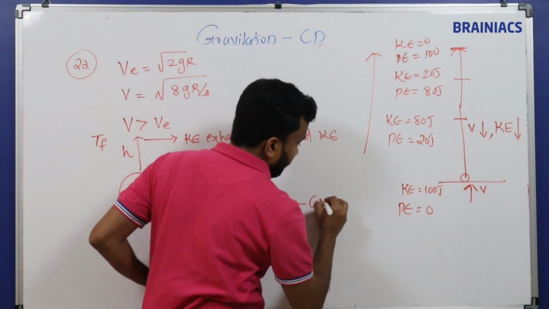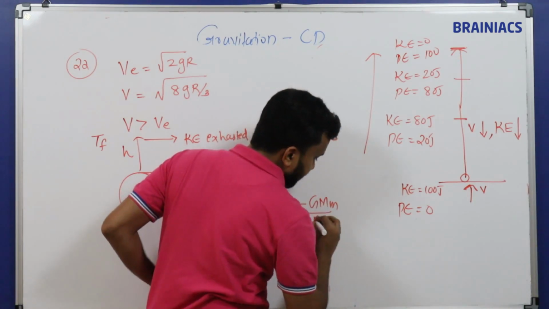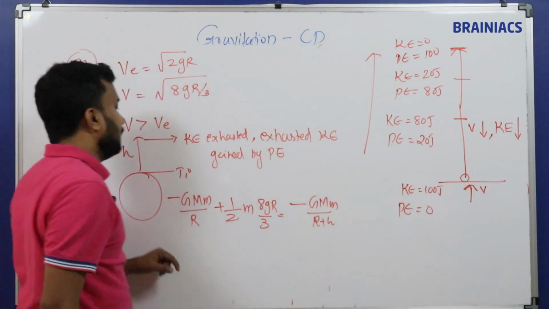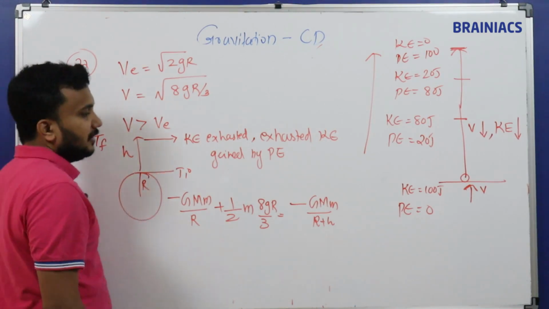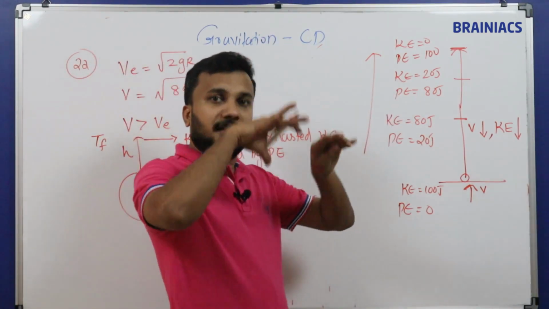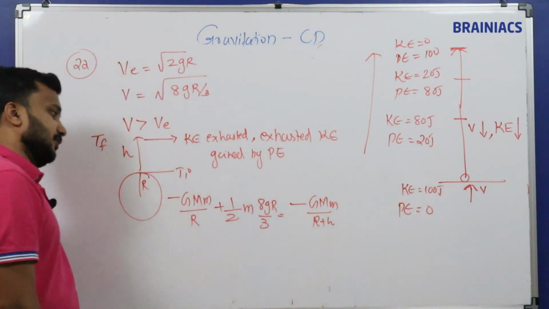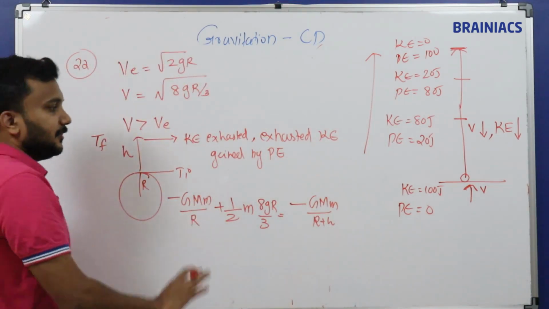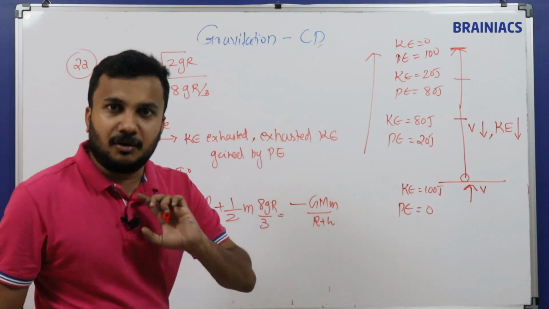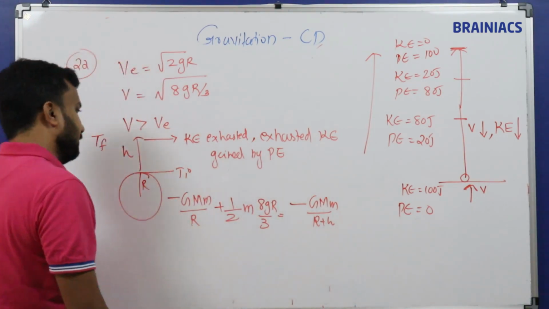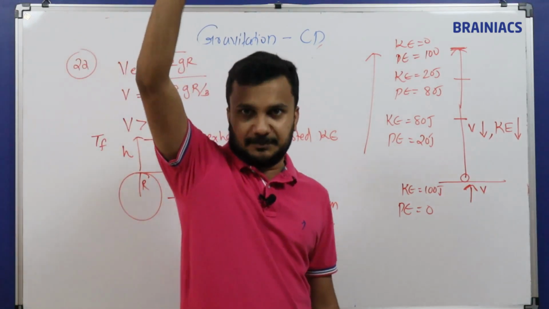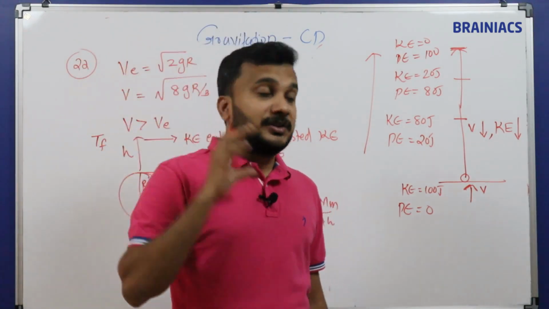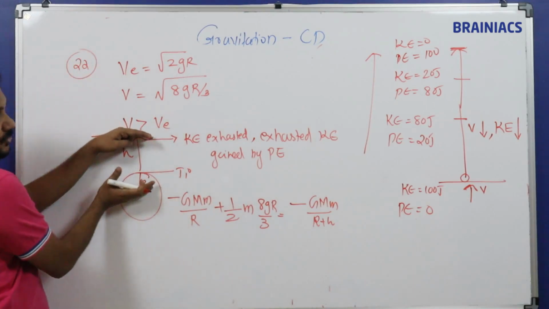That potential energy is minus GMm divided by r plus h. R is the distance from the center and the balance distance is h. So here the kinetic energy is 0, all the kinetic energy gained by the potential energy. This phenomenon will normally happen in all projection cases. At a particular height, but it is not stopping, because this is the area where gravitational forces exist.